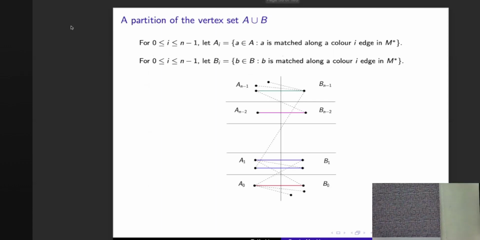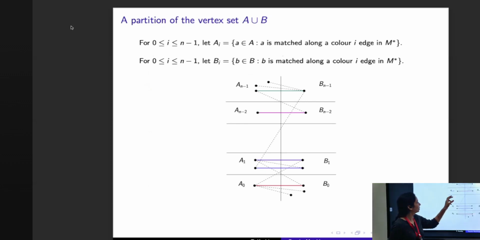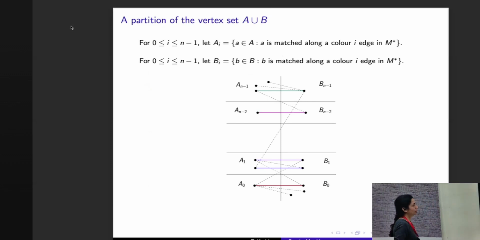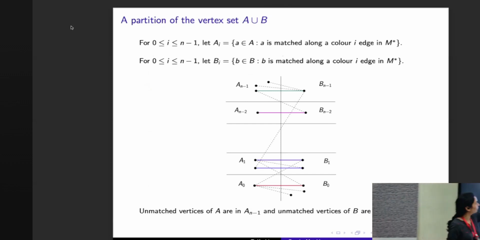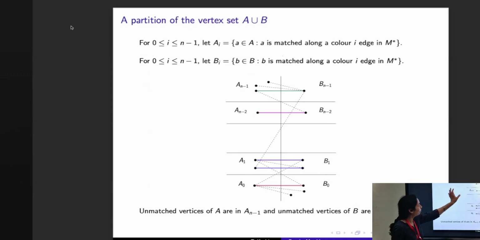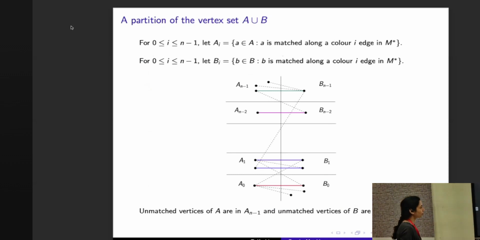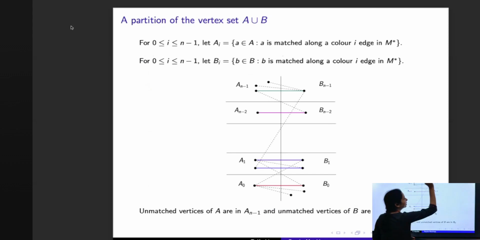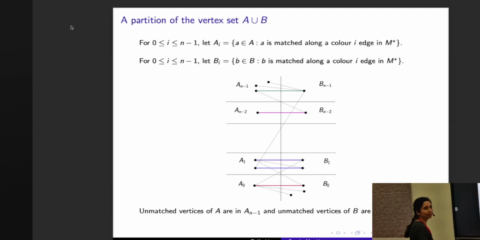So this picture will be useful here. A0, B0, A1, B1, finally A_{n-1}, B_{n-1}. And let's put unmatched vertices of A in the top left and unmatched vertices of B in the bottom right. So this is a partition of the vertex set we have got based on this stable matching M star in the colorful graph G star. So is this partition okay?